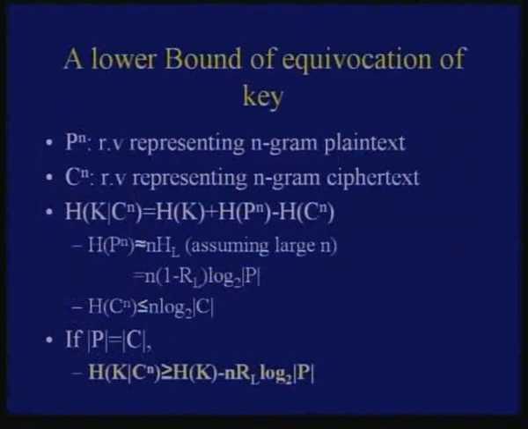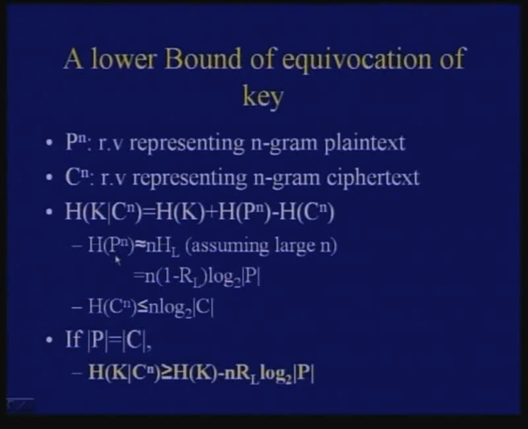So let us try to calculate the lower bound of equivocation of the key. Okay. So that is the objective of today's class, the first part of today's class. So for example, I have already defined n-grams. So consider Pn and Cn to be 2 random variables defined to represent n-grams of the plain text and n-grams of the cipher text. Okay. So all of us know already this formula. It says: H(K given Cn) is equal to H(K) plus H(Pn) minus H(Cn). So this formula we have already proved in the last day's class.